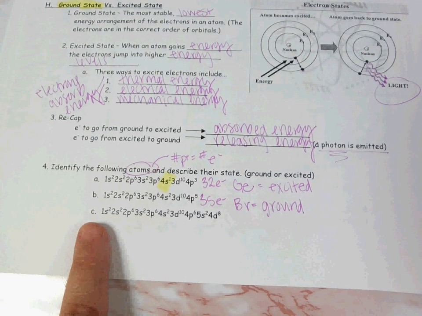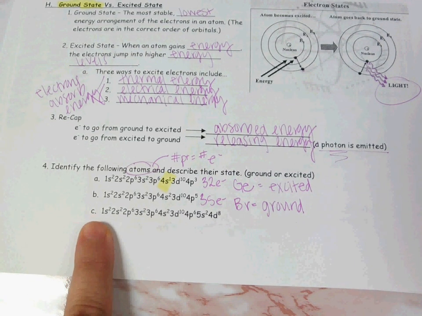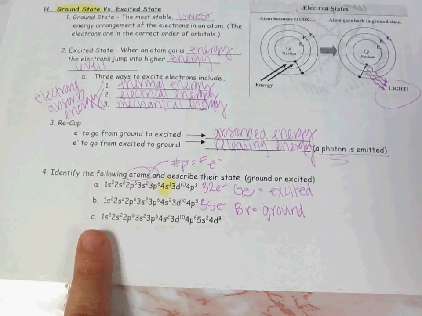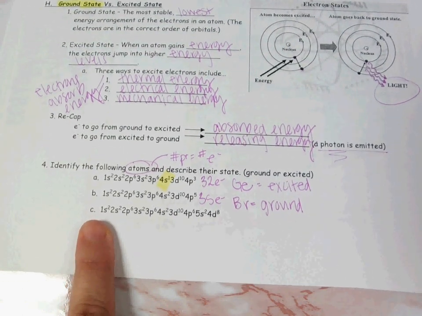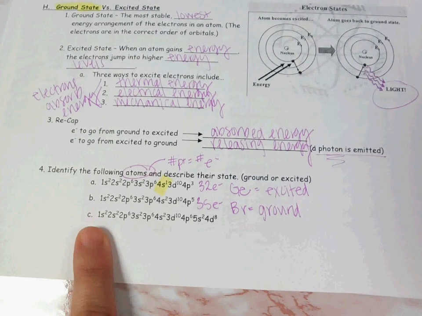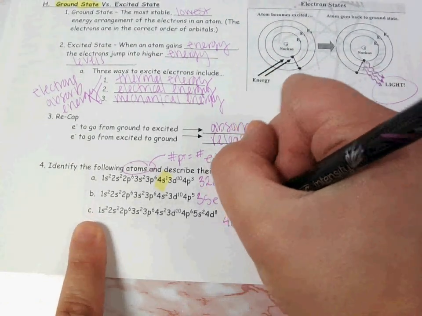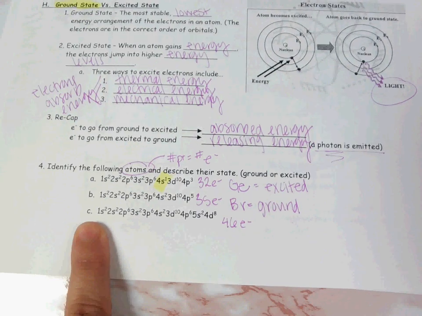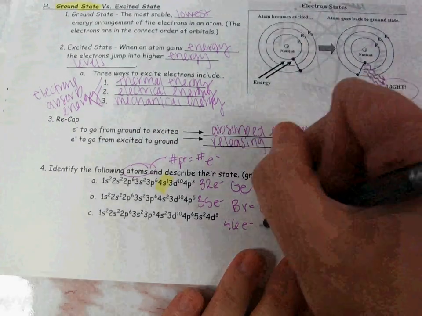And then letter C. How many total electrons is this? 46. Who's 46 electrons? Palladium, good. Pd.